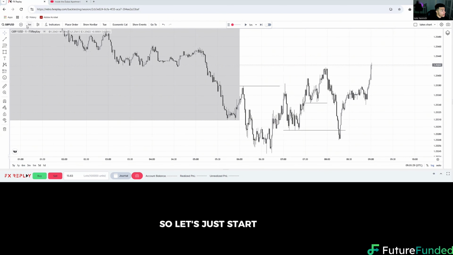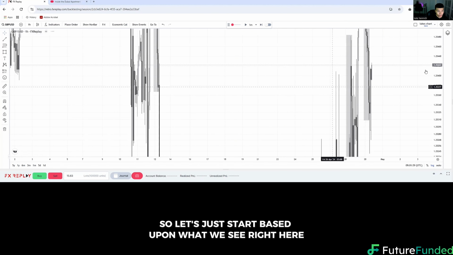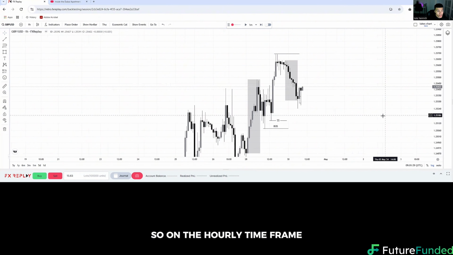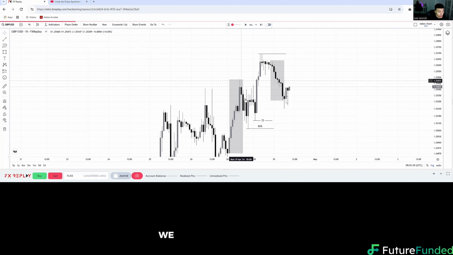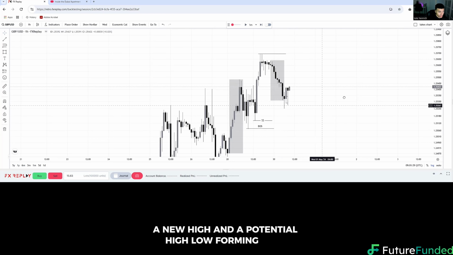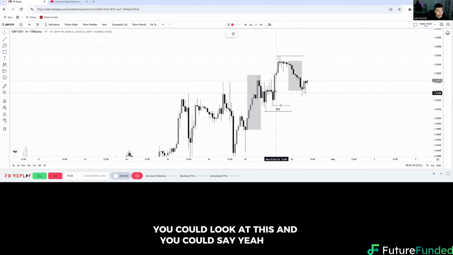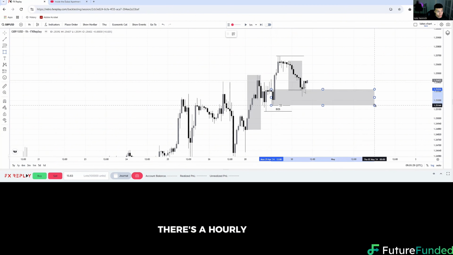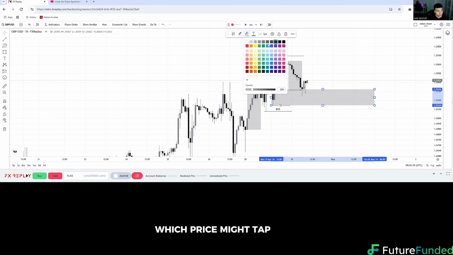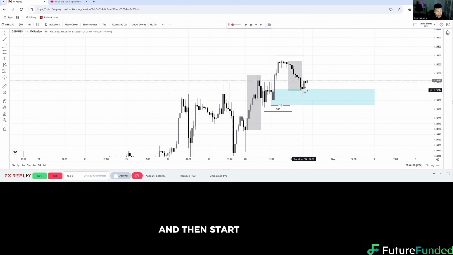So let's just start based upon what we see right here. All right, so on the hourly time frame, we can see that we are stepping up bullish. We've got highs, high lows, a new high, and a potential higher low forming. Now the reality of the situation is you could look at this and say, yeah, okay, there's an hourly point of interest right there, which price might tap into right here and then start to reject and move up.